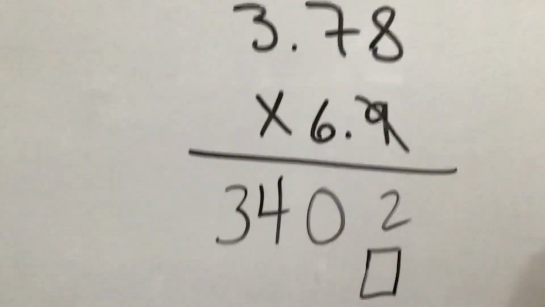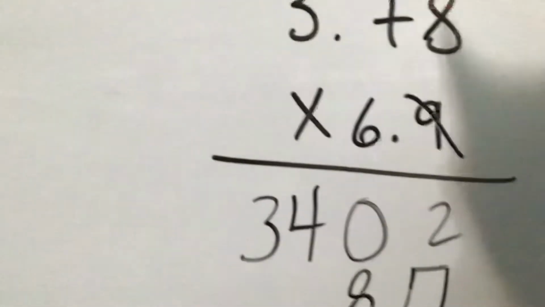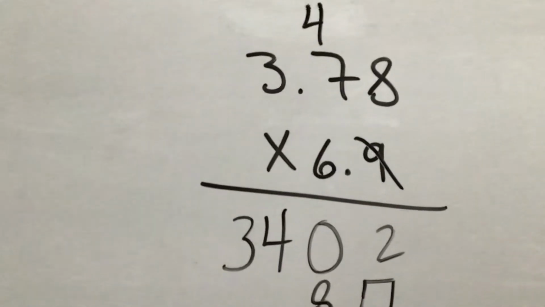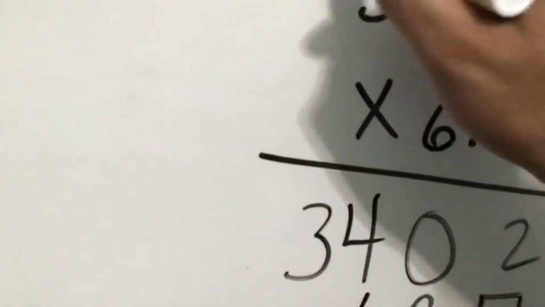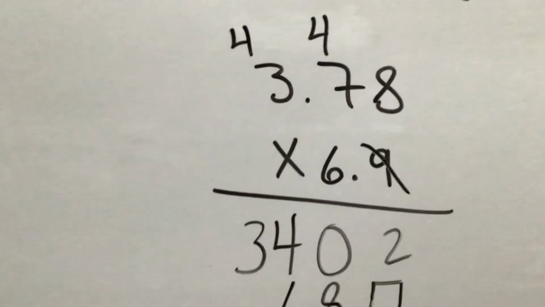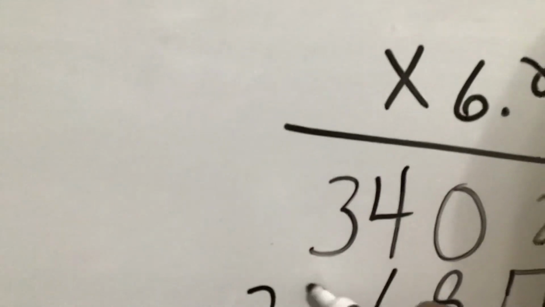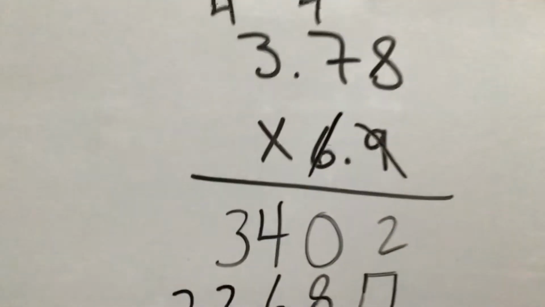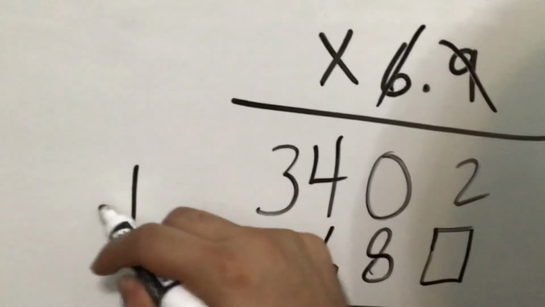So we're going to do the same thing. 6 times 8 is 48. We carry the 4. 6 times 7 is 42 plus 4 is 46. Carry the 4. 6 times 3 is 18 plus 4 is 22. And just like that, we're done with the 6. We have no other number to multiply by, so that means we are ready to combine.